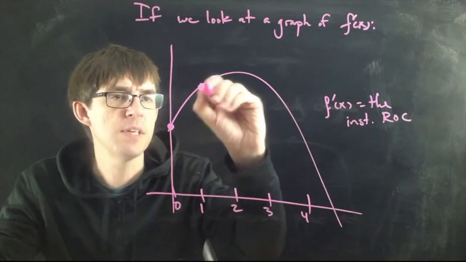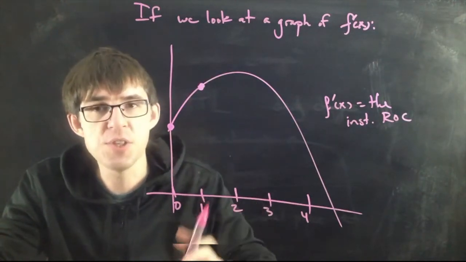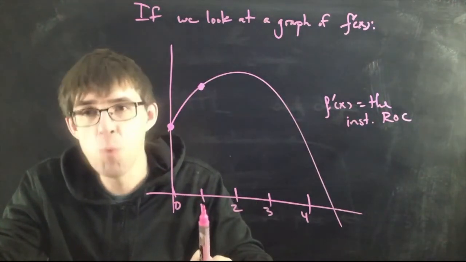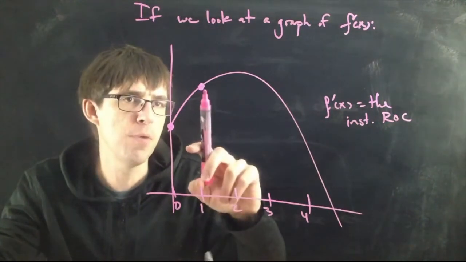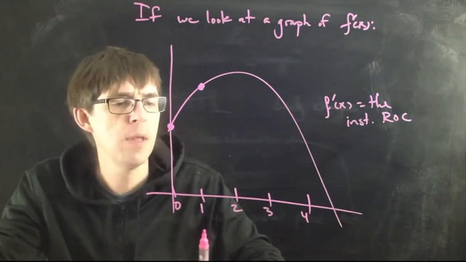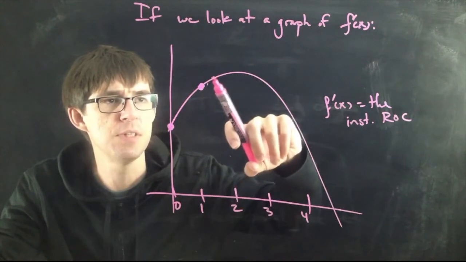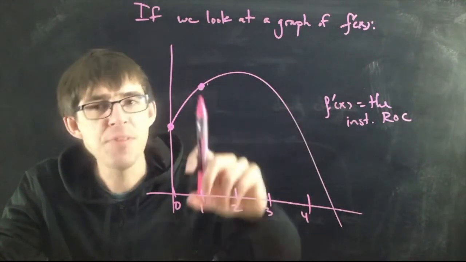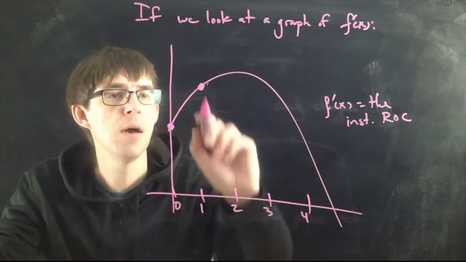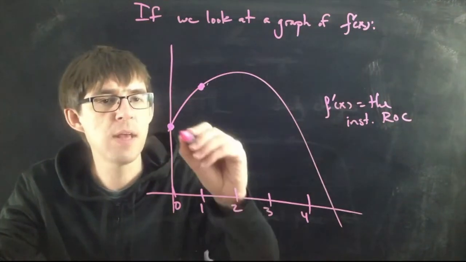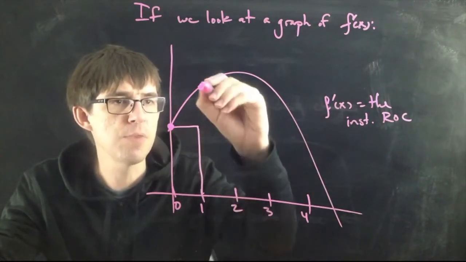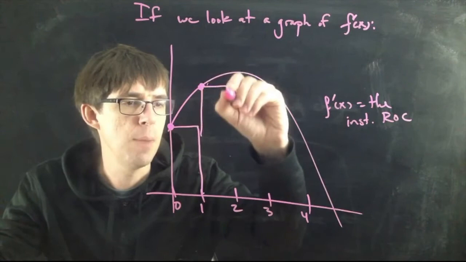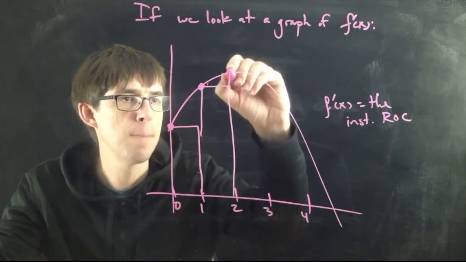f prime of 1 tells me how fast the thing is changing at the moment that day 1 begins, right? Now, throughout the duration of day 1, the rate of change in this case you can see is actually increasing throughout the day, but at the moment that day 1 begins, the rate of change is right there. Let's look at, check it out. I'm going to draw these rectangles. I bet you knew I was going to do that.